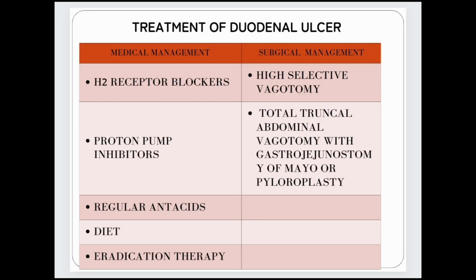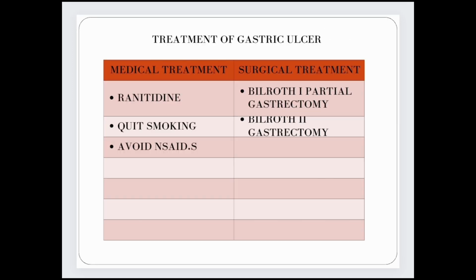In case of duodenal ulcer, medical management is H2 receptor blockers, proton pump inhibitors, regular antacids, bland diet, and eradication therapy. Surgical management would be highly selective vagotomy and total truncal abdominal vagotomy with gastrojejunostomy of Mayo or pyloroplasty. In case of gastric ulcer, ranitidine we should take, quit smoking, avoid NSAIDs. Surgical treatment includes Billroth 1, partial gastrectomy, or Billroth 2.